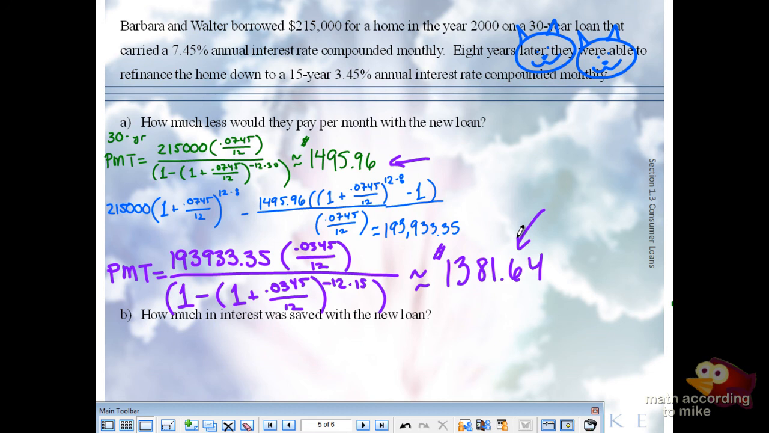So how do we figure out how much they're saving a month? Subtract. Yeah, what do we get? 115? 114.32?